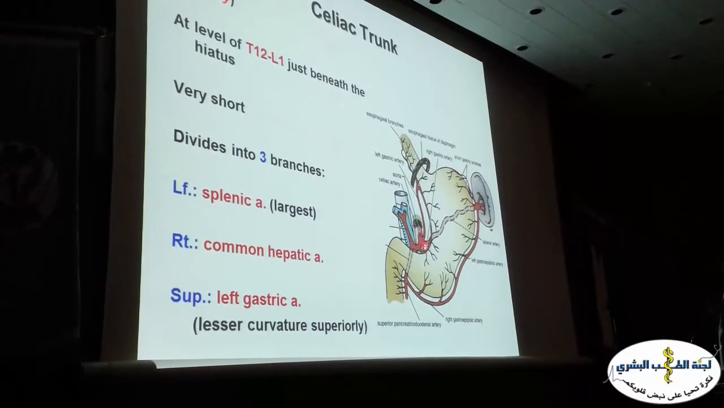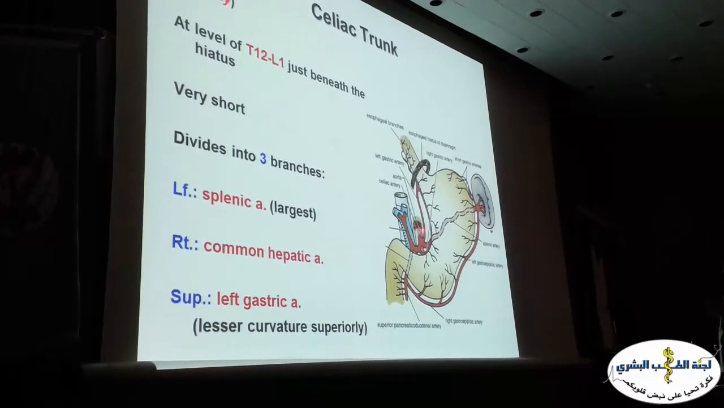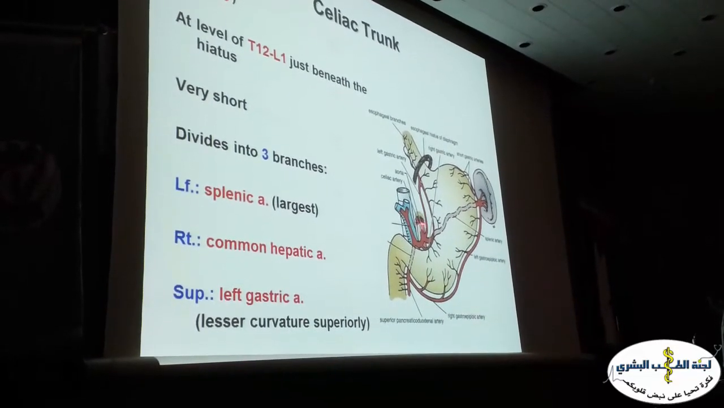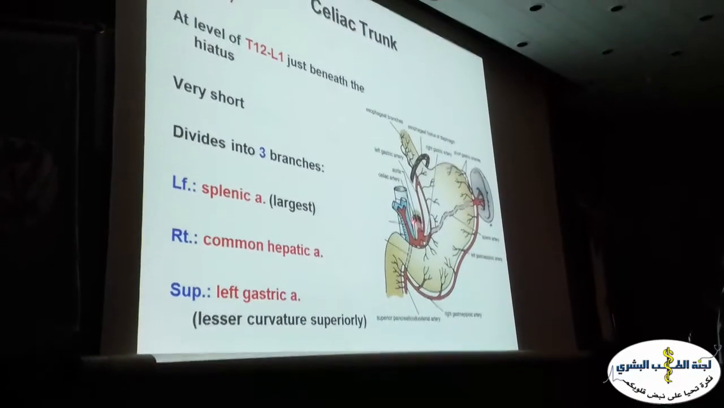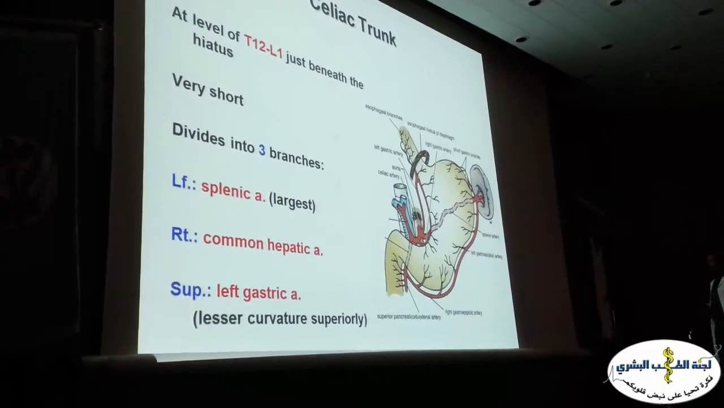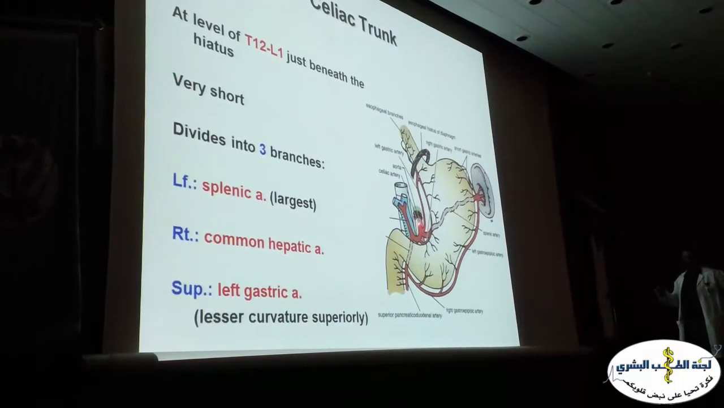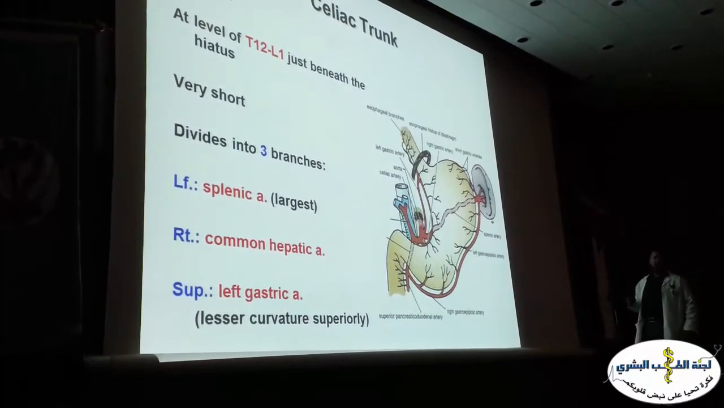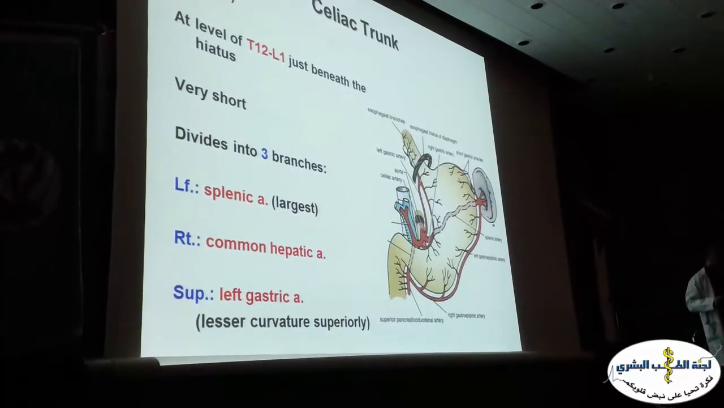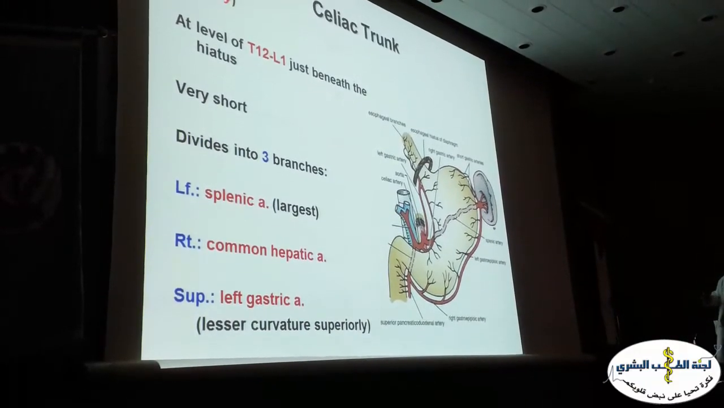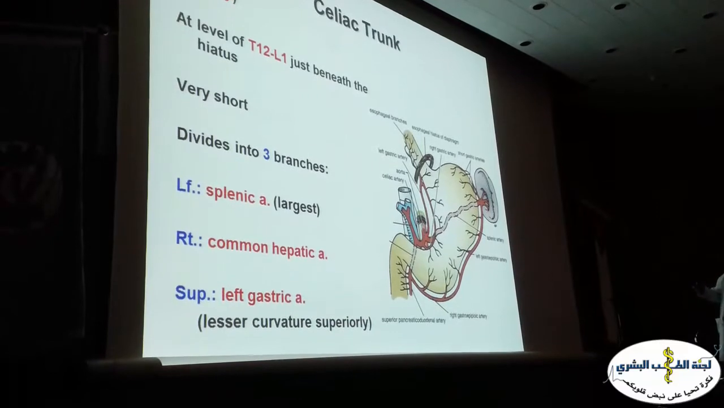It's usually located, as you see here, once the abdominal aorta leaves the aortic hiatus down below the diaphragm. It will give the celiac, which is very short, around 1.2 to 1.3 centimeters in length, but it's very wide.